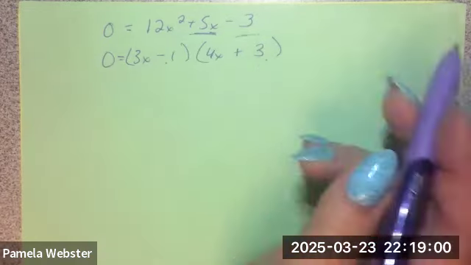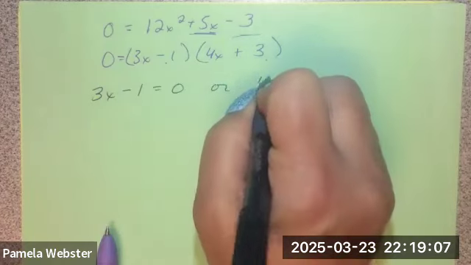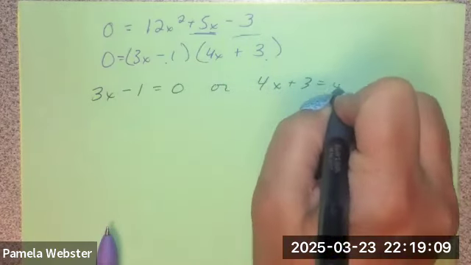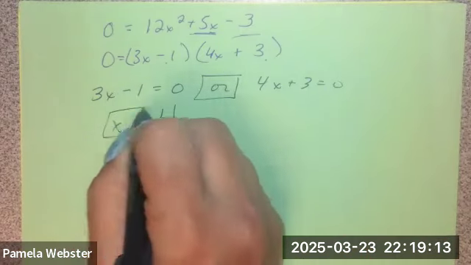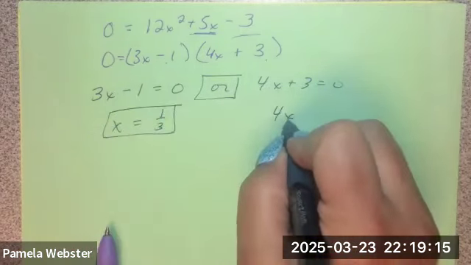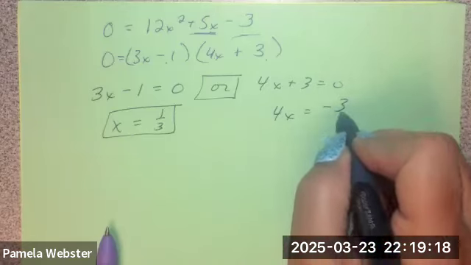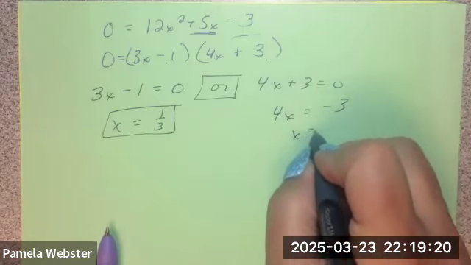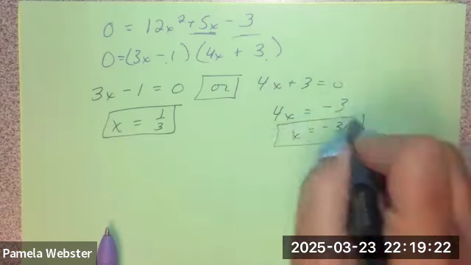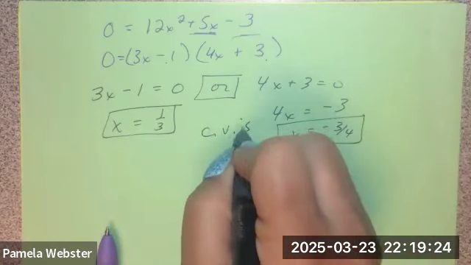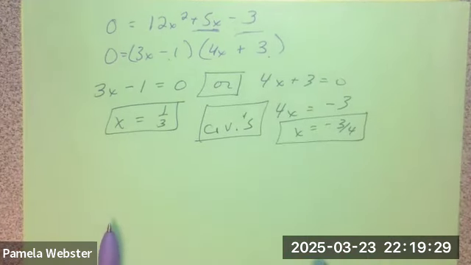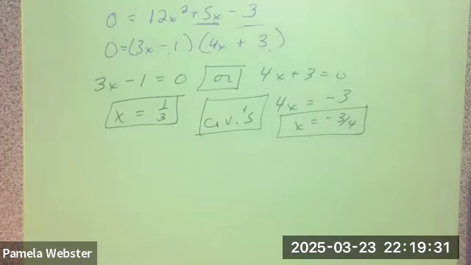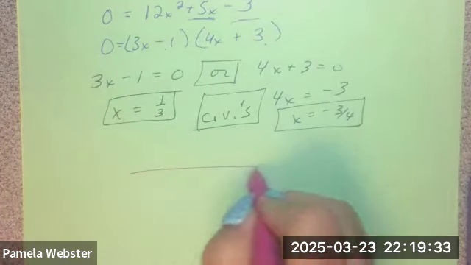All right, cool. So either 3x minus 1 equals 0 or 4x plus 3 equals 0. X equals 1/3. Ooh, fractions, yay. 4x equals -3. X equals -3/4. All right. So I have 2 critical values. And they are fractions, but we can deal with that. Don't let it stress you out.